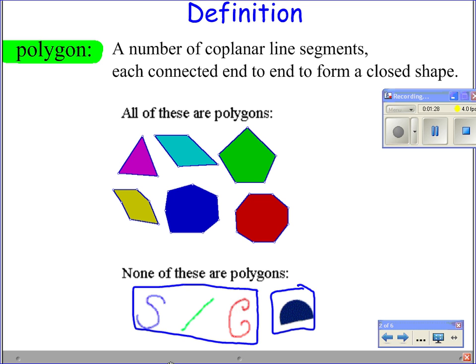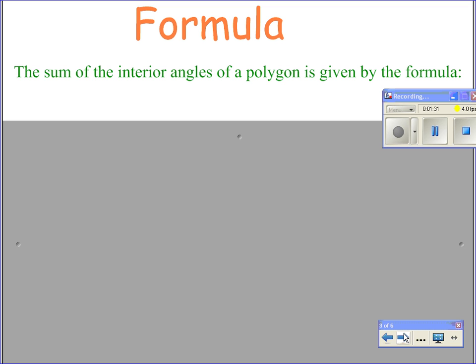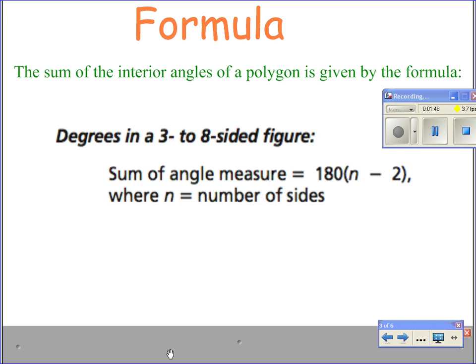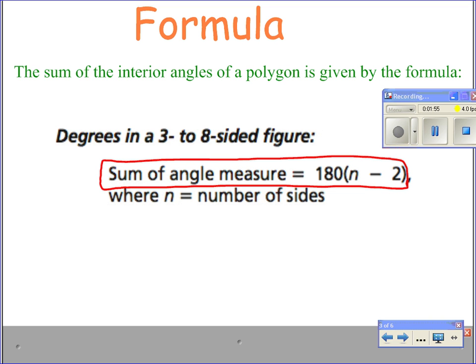Okay, I want to show you the formula first that we are going to use to find interior angle measures of polygons. Now this formula is also on your formula sheet and it's also in the packet that you have. The sum of the interior angles of a polygon is given by the formula: the sum of the angle measures is equal to 180, and then in parentheses, n minus 2. N represents the number of sides of the figure.